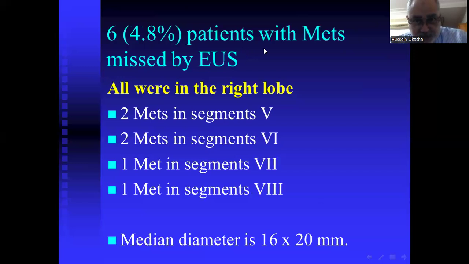For the 6 patients with metastasis missed by EUS, all these lesions were located in the right lobe of the liver, segment 5, 6, 7, and 8. And their median diameter was not small. It was about 16 by 20 millimeters.